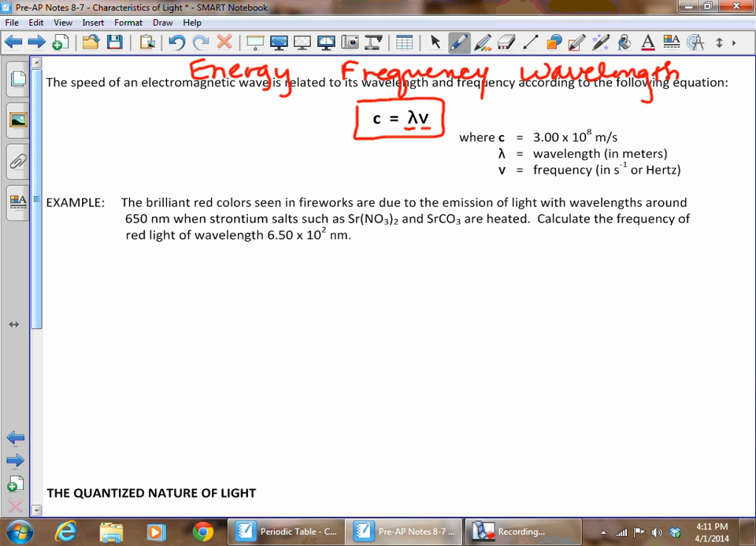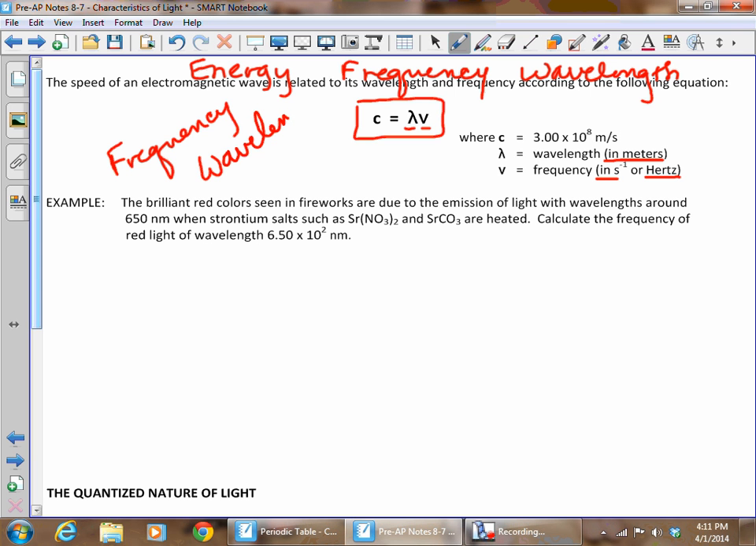And it says that the speed of light is equal to the wavelength times the frequency. Notice that wavelength has to be in meters and frequency has to be in reciprocal seconds. Another term for reciprocal seconds is hertz, and you will often hear about radio stations being broadcasted in certain numbers of hertz. So if we look at this first problem, again, this is the one that's going to relate frequency and wavelength.